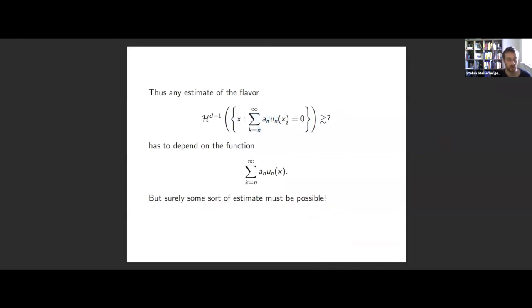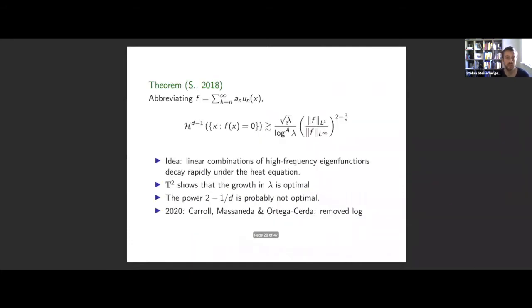Cool. Okay, so here's the result. Here's a result that says this is actually possible. If you take a continuous function that's orthogonal to the first n eigenfunctions, the zero set cannot be too small. What do I mean by this? There's a square root lambda, the eigenvalue corresponding to the lowest frequency object. That's exactly the analog of Sturm-Liouville theory in a sense.